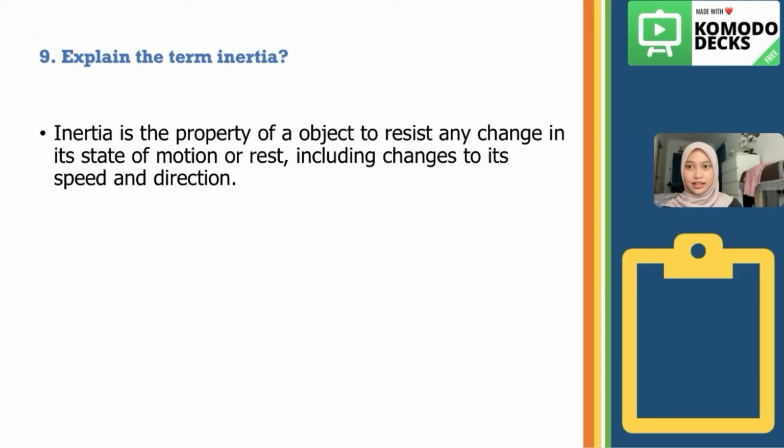Number 9. Explain the term inertia. Inertia is the property of an object to resist any change in its state of motion or rest, including changes to its speed and direction.